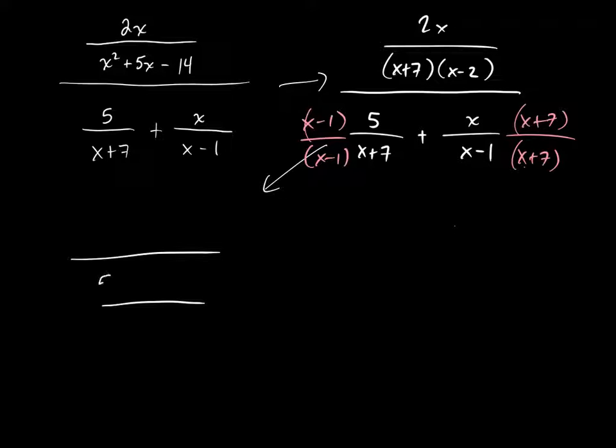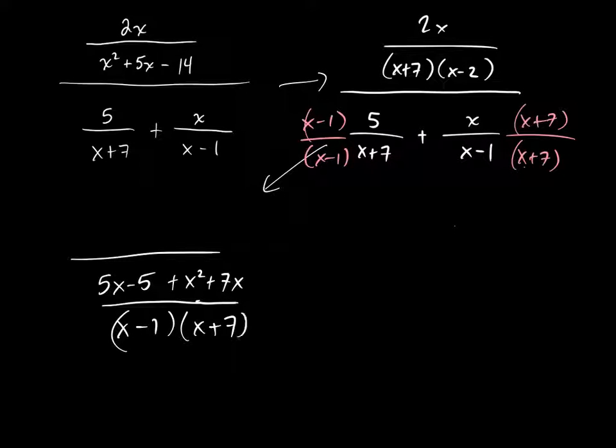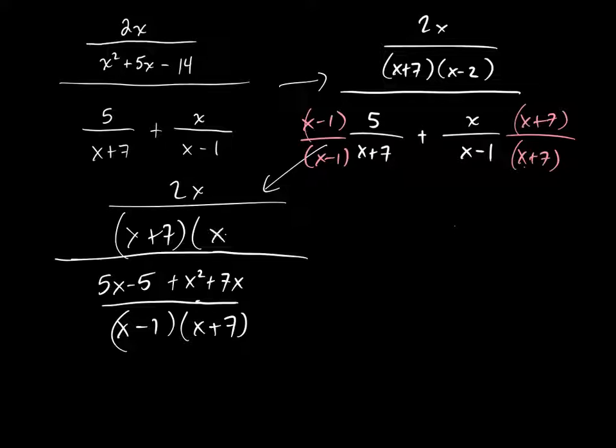We're going to have 5x minus 5 when I distribute the 5, plus x squared plus 7x, all over x minus 1, x plus 7. The numerator is still the same. Okay, so again, take a look. If you're having trouble with this, 5 gets distributed. 5x minus 5 comes here. This x gets distributed to become x squared plus 7x. And that comes about here.